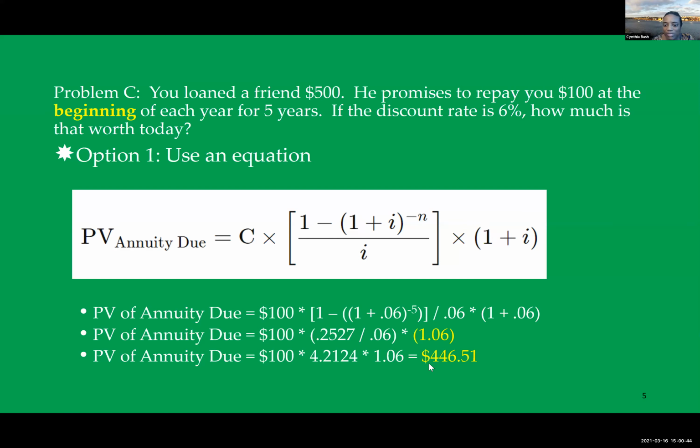I'm not really getting $500 back from my friend. And the reason is because my friend should be compensating me because I have to wait until I receive these payments. And so while I'm waiting, I can't earn interest on all my money. So that's the difference. That's why this is less than 500. My friend should be compensating me for the interest that I'm losing while I'm waiting for him to pay me back. Any questions on this?